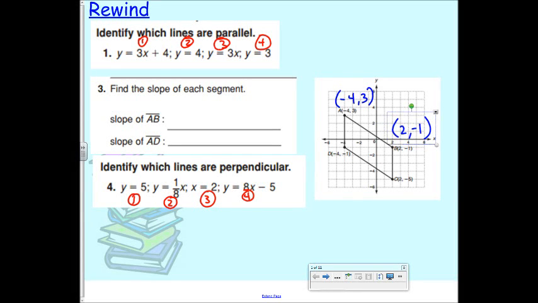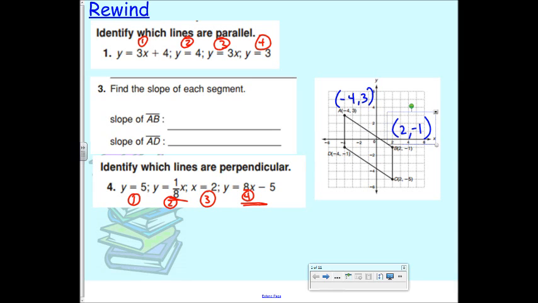Okay, let's talk about number 4 because I know that one is a little bit confusing. I saw a lot of people put 2 and 4, and you're really close with that because if lines are perpendicular, that means their slopes have to be what? Opposite signs, and then what do you do with the fraction? Flip it. So with this one, how come this one was not perpendicular to this?